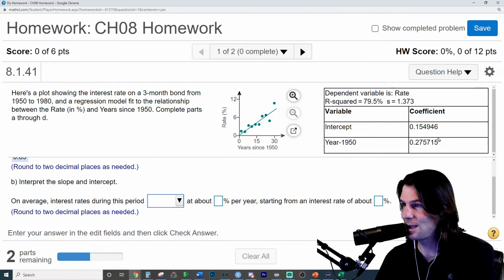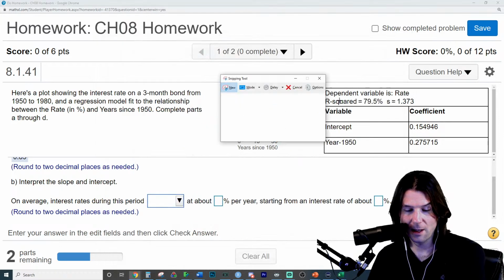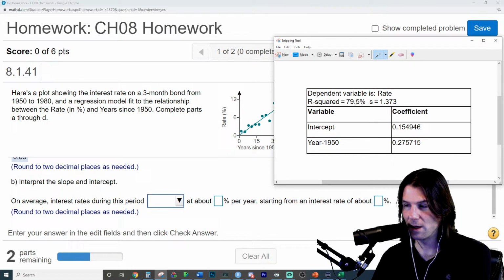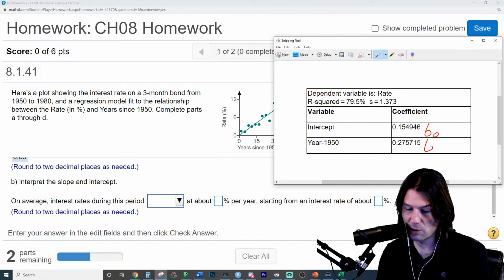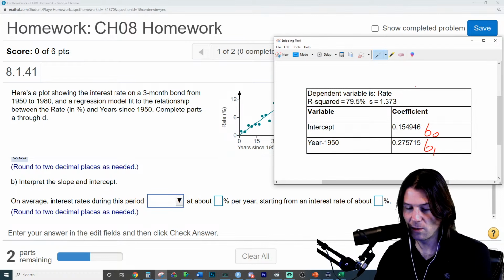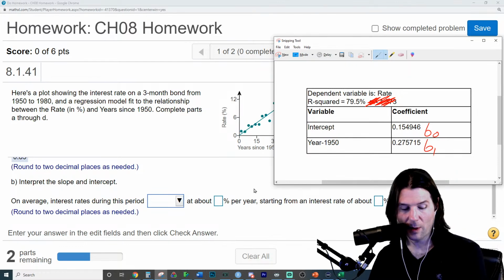So here we are with the output from the model. The output from the model is B0 and B1. B0 and B1 are the intercept and slope respectively. So here's B0 and here's B1. And there's the r squared. I think they're talking about the standard error of the residuals. We don't interpret that in this class, so don't worry about that. I wish they made that more clear, but it's not really used in this problem.